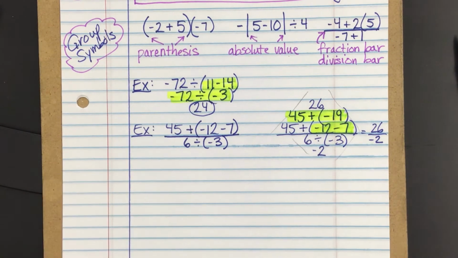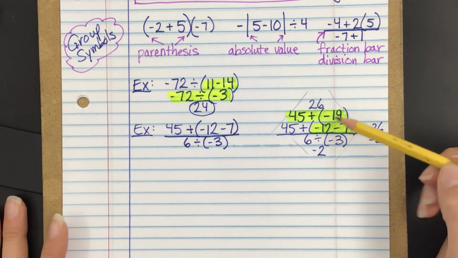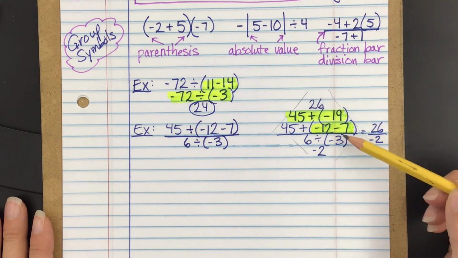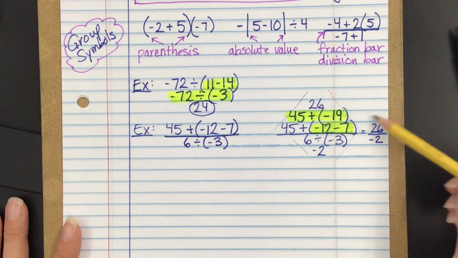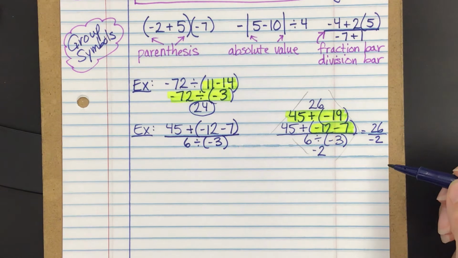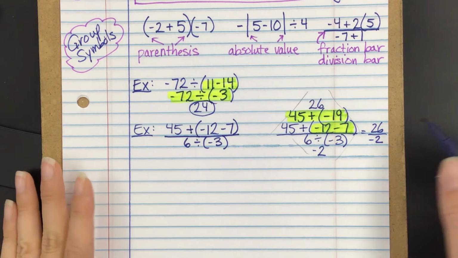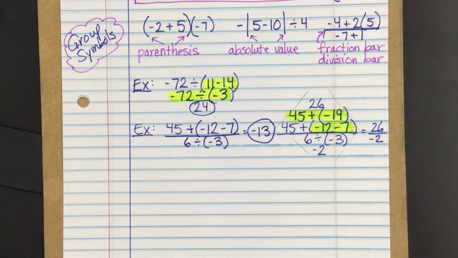I think that's the best way to keep our work organized, because I used to just have them rewrite the fraction bar over and over and over again and go down, but I think that if we simplify the top completely going up, simplify the bottom completely going down, when we get to a number here and a number here, we can rewrite our fraction, okay? Well, we can actually simplify this further, right? Because what's 26 divided by negative 2? Negative 13. There you go.